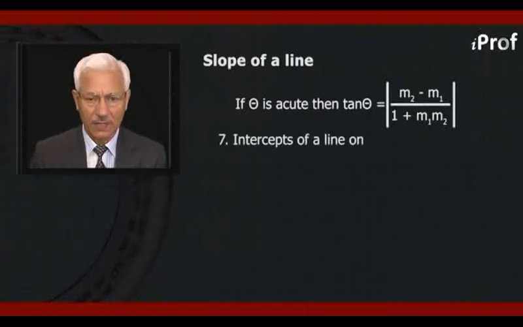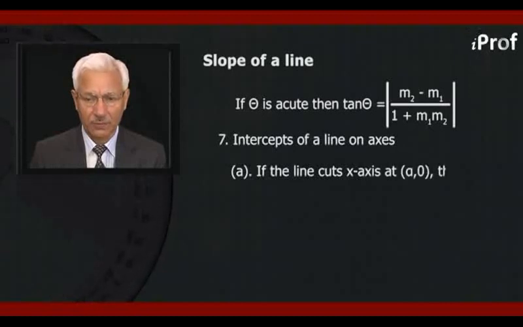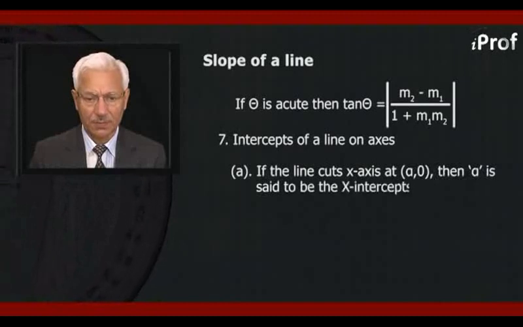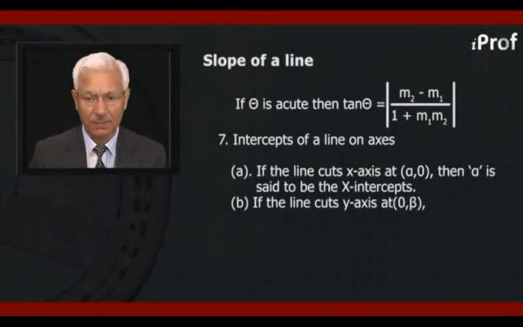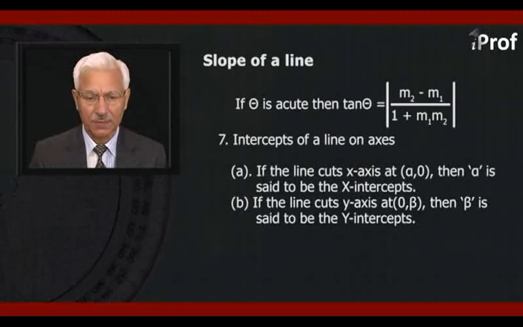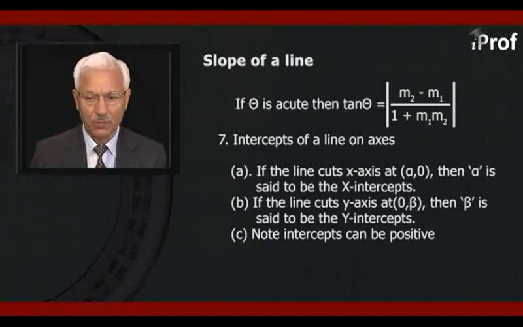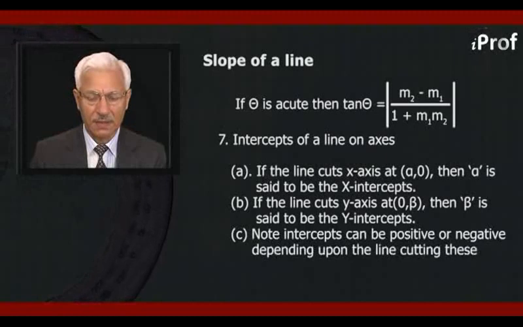Intercepts of lines on axes. If the line cuts x-axis at (alpha, 0), then alpha is said to be the x-intercept. If the line cuts y-axis at (0, beta), then beta is said to be the y-intercept. Note that intercepts can be positive or negative depending upon the line cutting the axis.